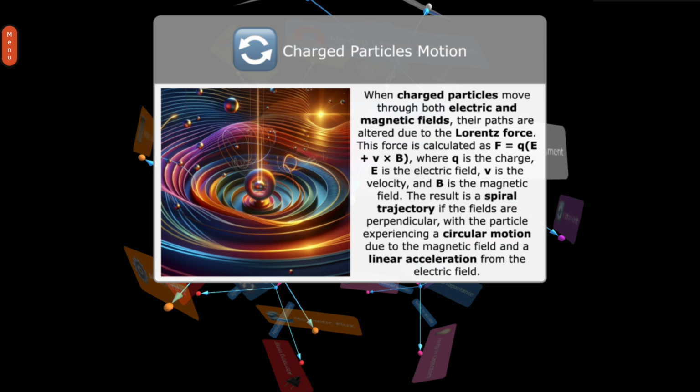When charged particles move through both electric and magnetic fields, their paths are altered due to the Lorentz force. This force is calculated as F equals Q, E plus V times B, where Q is the charge, E is the electric field, V is the velocity, and B is the magnetic field. The result is a spiral trajectory if the fields are perpendicular, with the particle experiencing a circular motion due to the magnetic field and a linear acceleration from the electric field.